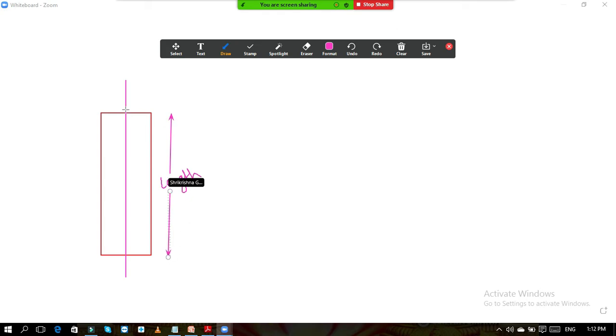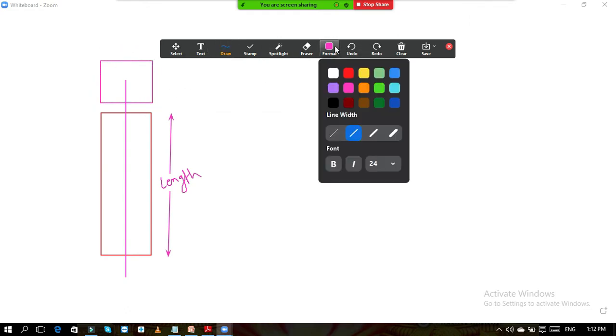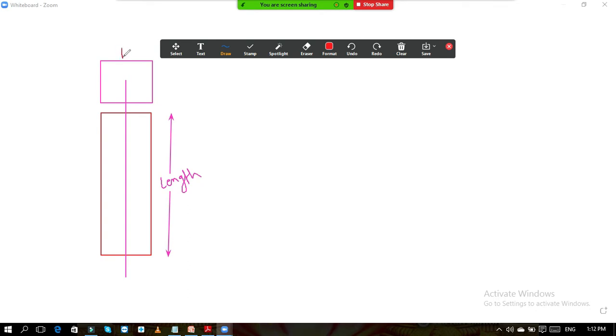And the cross-sectional dimensions, if I show the cross section, then this may be the cross section of the column. This dimension we call B, the width of the column, and this is the depth D. So the cross section of the column is B and D, and the length of the column we generally call L. So this is the column.